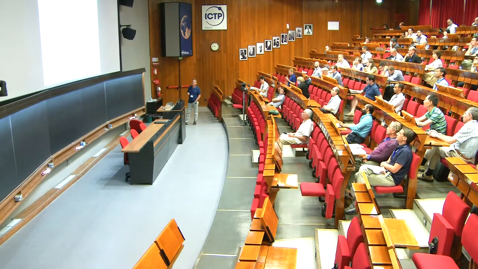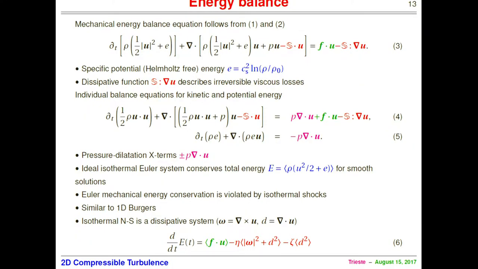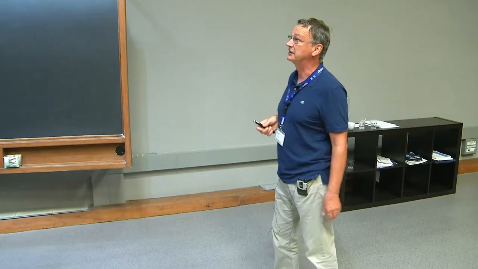You can drop these red terms and green terms, and so that will be an ideal Euler system with an isothermal equation of state. And what is conserved by the Euler system is the sum of the kinetic energy and potential energy of compression. There is no established terminology in this case for what to call this little e here, which in the isothermal case is a logarithm of density. So it's convenient for this problem to call it a compressive energy, potential energy of compression.